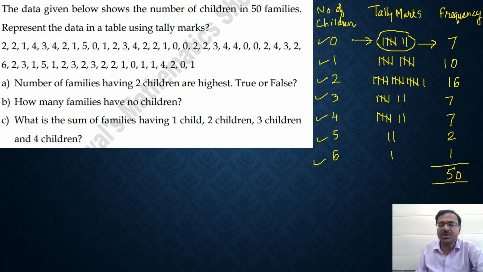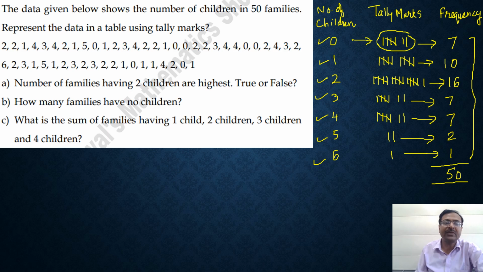So 0 children in 7 families, one child in 10 families, 2 children in 16 families, 3 children in 7 families, 4 children in 7 families, 5 children in 2 families and 6 children in only 1 family. So if you add all these, you are going to get 50. That shows that you have not missed out on any value and it's the exact number of values, 50. Let's answer the questions now.